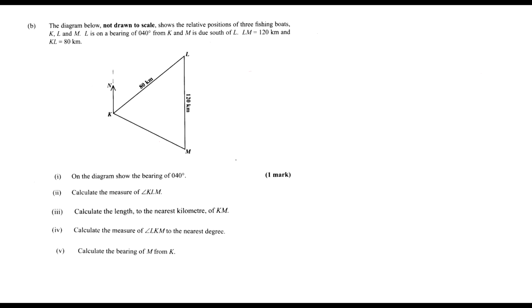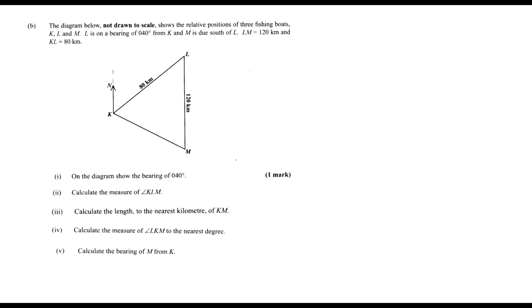Okay, so let's do part B of the question. The diagram below, not drawn to scale, shows the relative positions of three fishing boats, K, L, and M. L is on a bearing of 40 degrees from K, and M is due south of L. And LM is 120 kilometers, and KL is 80 kilometers. On the diagram, show the bearing of 40 degrees.